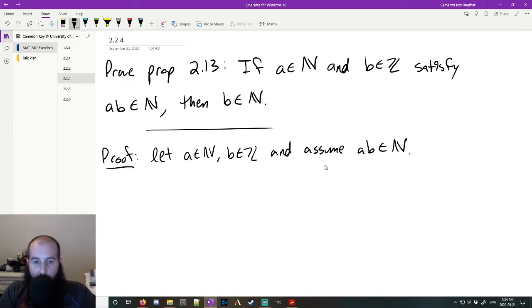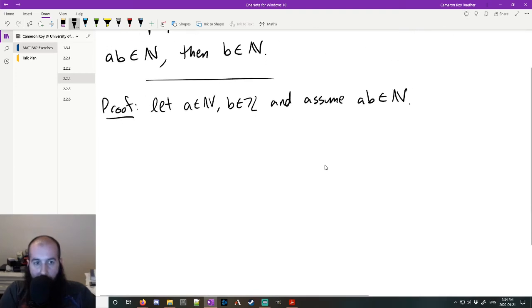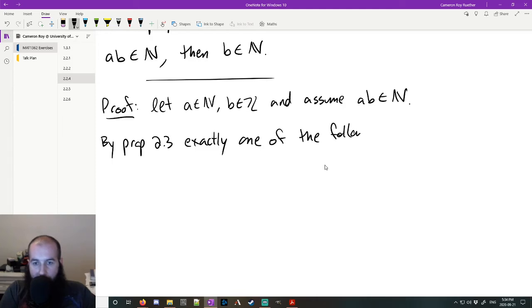So we're going to use proposition 2.3 in a proof by contradiction. So by proposition 2.3, exactly one of the following is true. Where these are the statements that B is natural, the additive inverse of B is natural, or B is equal to 0. We would like to conclude that B is natural, and we will do that by showing that the additive inverse of B can't be natural, and that B itself can't be 0.